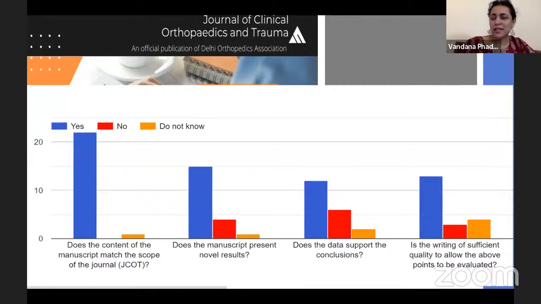This is the crux of the results that we thought. The content definitely matched the journal. It provided some novel results. The data supported the conclusions, but the writing may or may not have been up to the mark. Many people thought that it could have been improved.